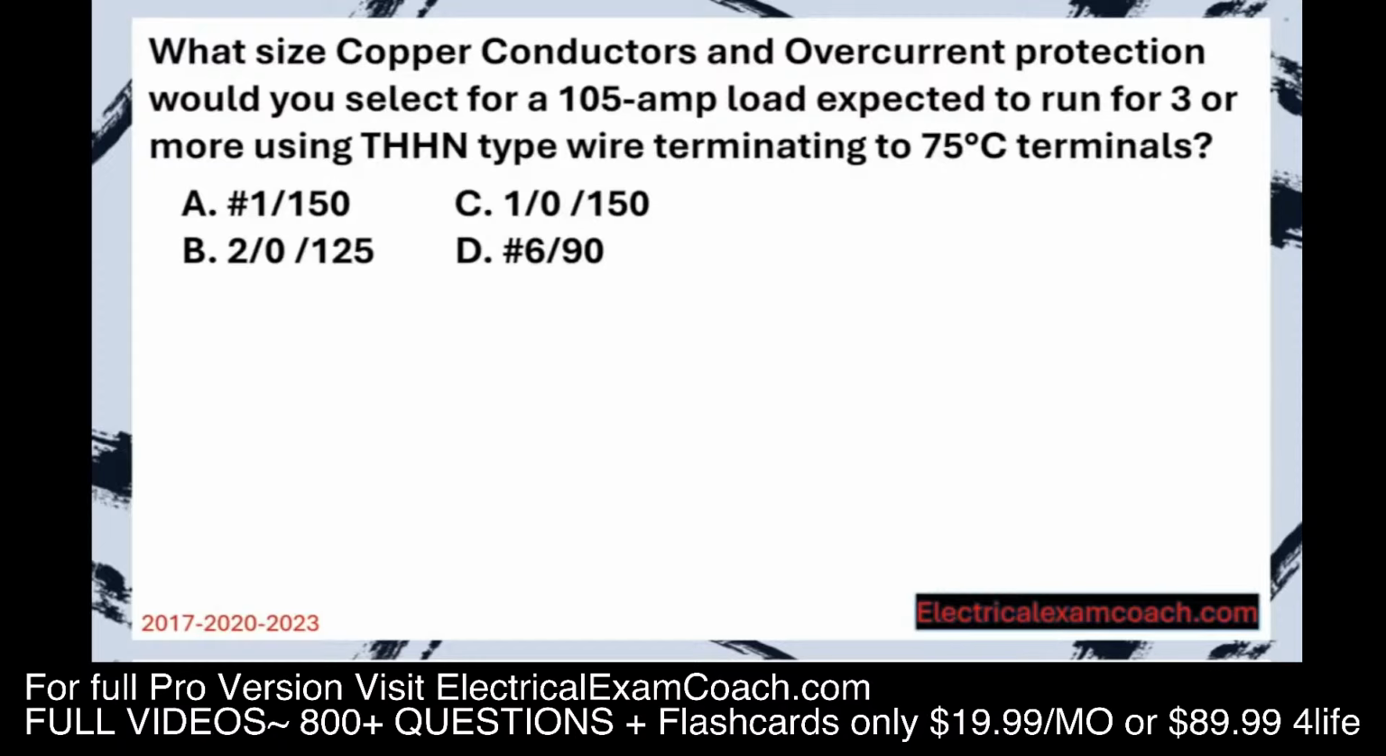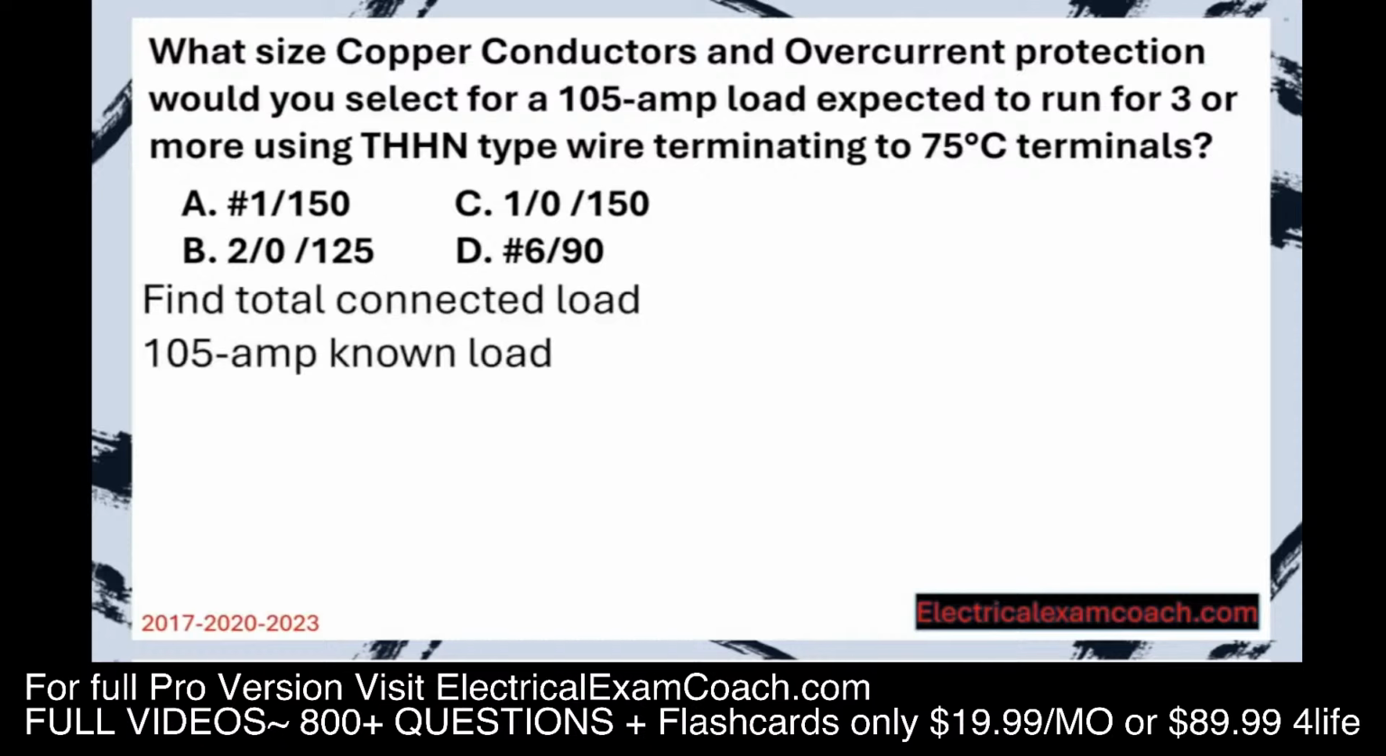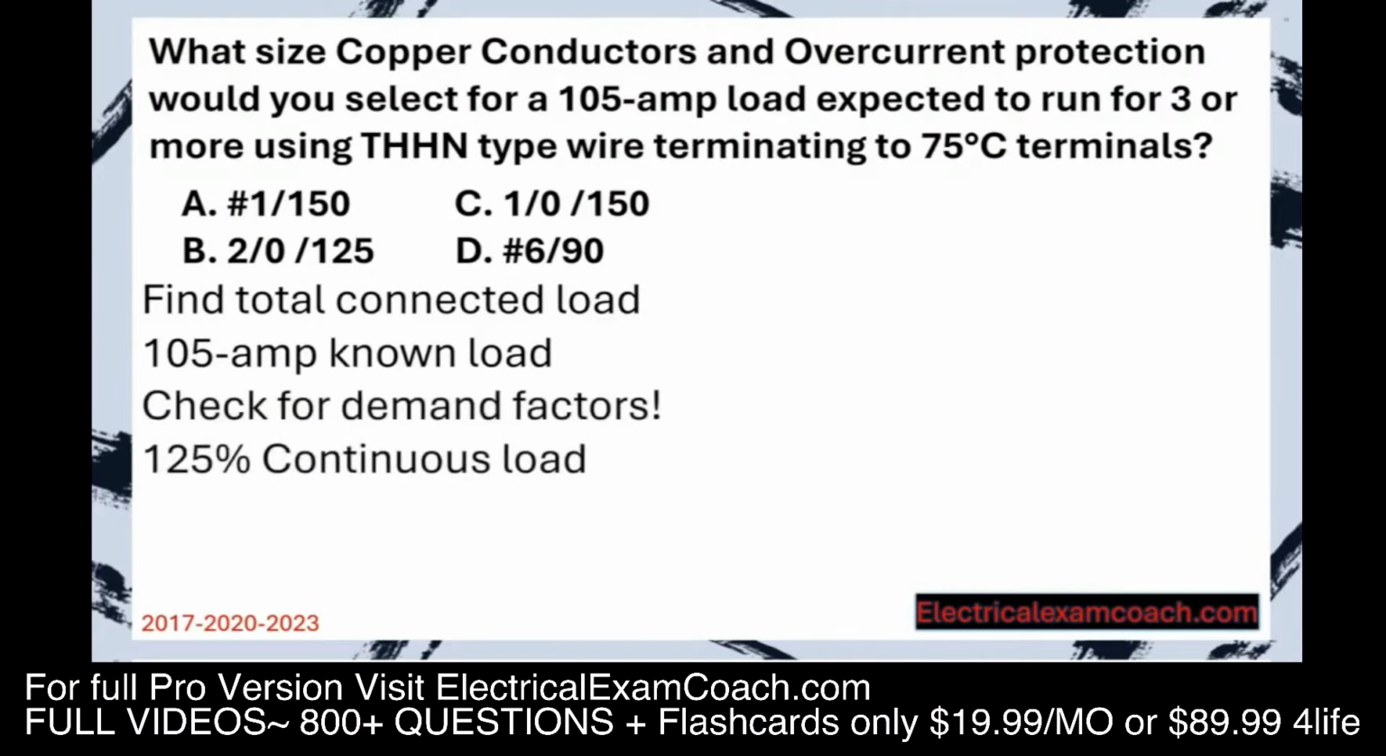What size copper conductors and overcurrent protection would you select for a 105 amp load expected to run for 3 or more hours using THHN type wire terminating to 75°C terminals? Step 1, find the total connected load. 105 amps is our starting known load, but we must check for demand factors. When we look, we find that we have the 125% continuous load rule. So we do our math. We take our original starting known load, we multiply it by 1.25. That gives us a new known load of 131 amps.